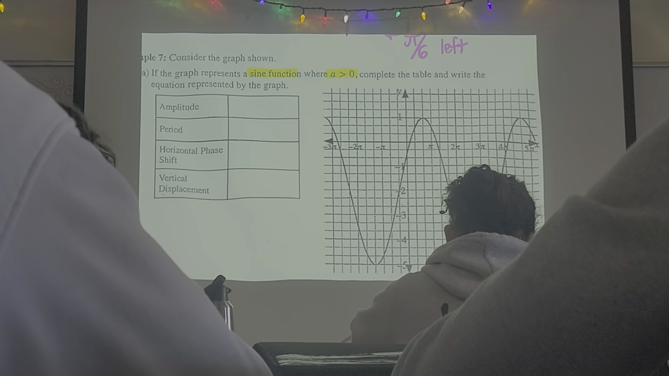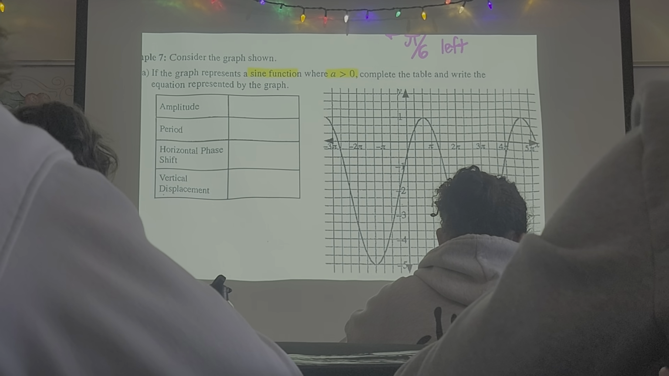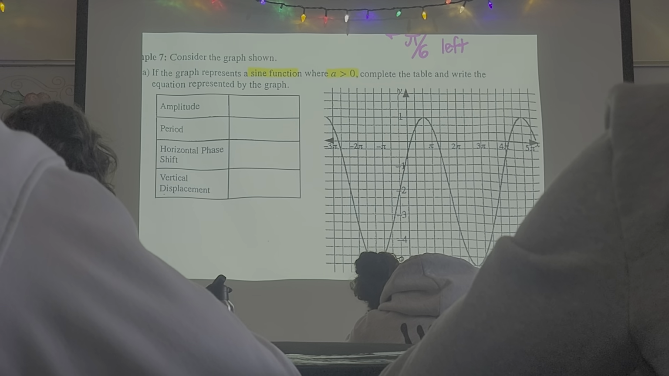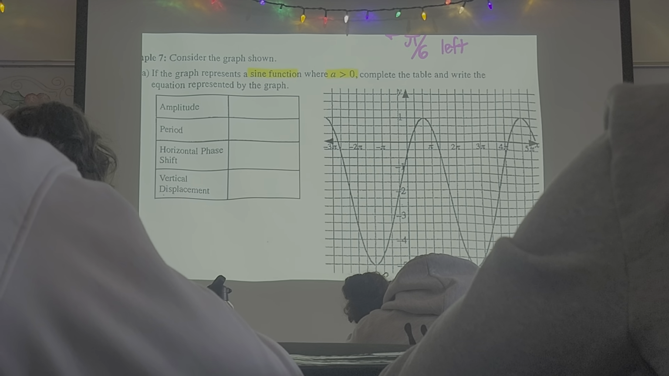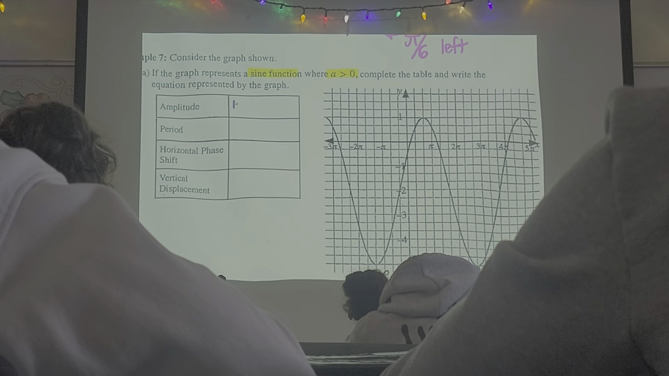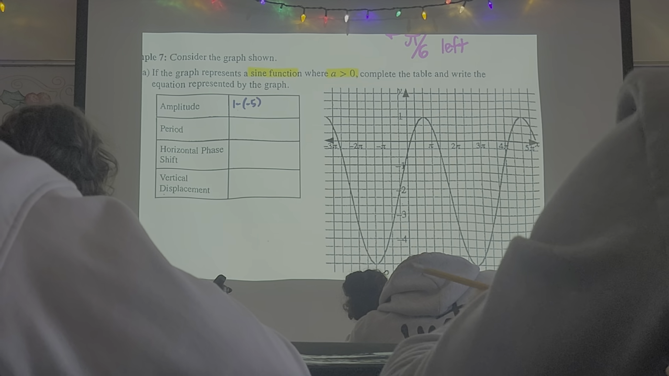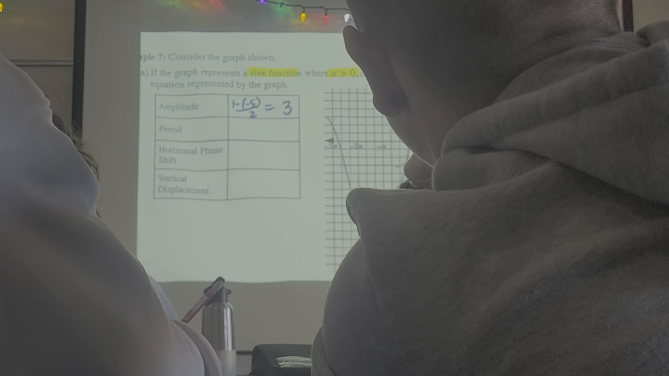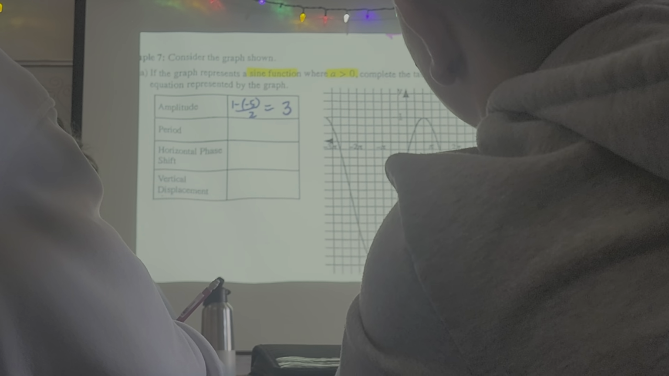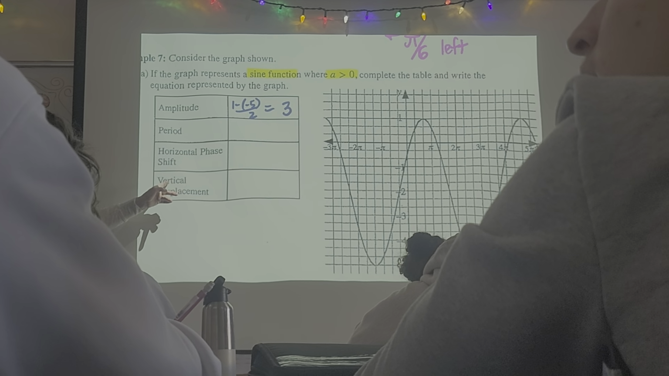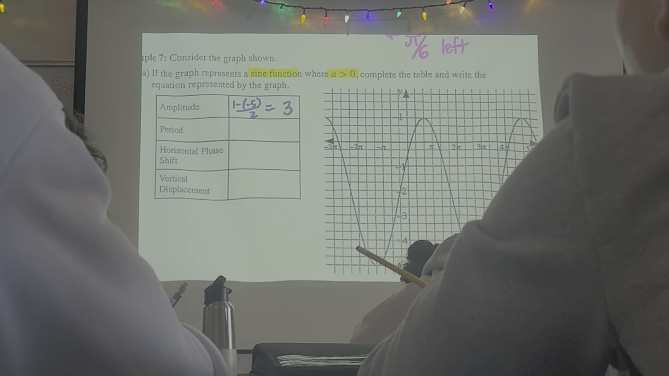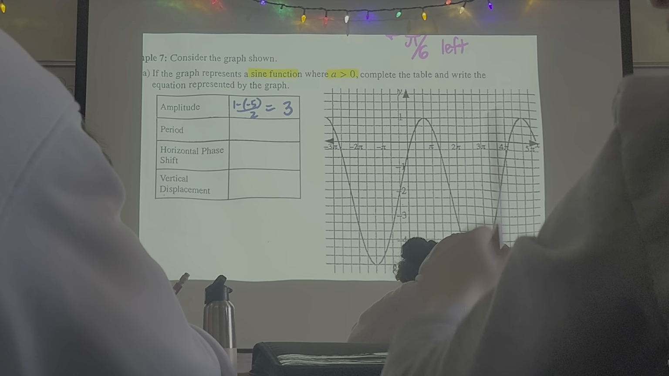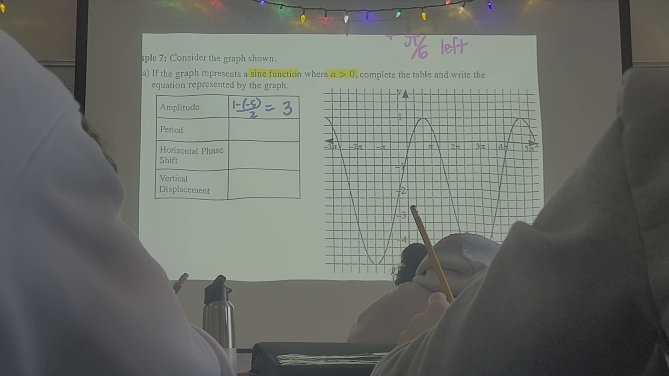So what is our amplitude? Max minus min divided by 2. 1 minus negative 5 over 2. 3. I'm going to skip to vertical displacement next, because it does help to know the vertical displacement before we figure out period and phase shift.